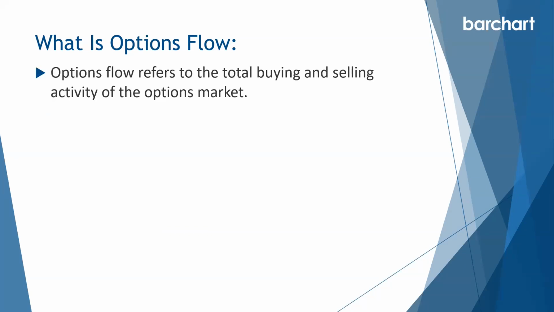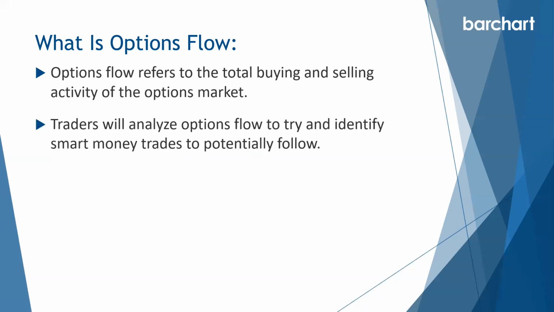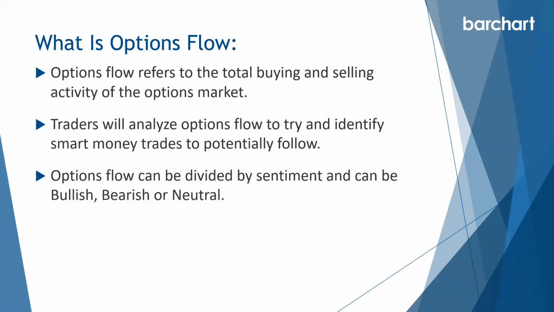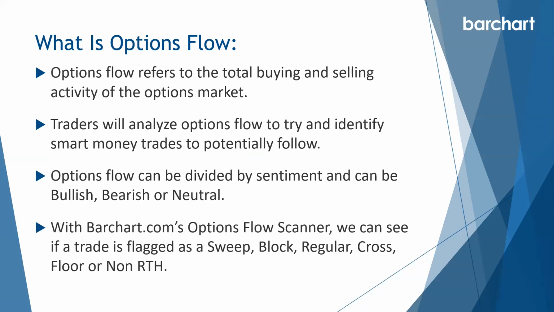Well, options flow refers to the total buying and selling activity of the options market. Traders will analyze options flow to try and identify smart money trades that they can potentially follow. Options flow can be divided by sentiment and can be bullish, bearish, or neutral. With Barchart.com's options flow scanner, we can see if a trade is flagged as a sweep, block, regular, cross, floor, or non-RTH. So that just stands for non-regular trading hours.